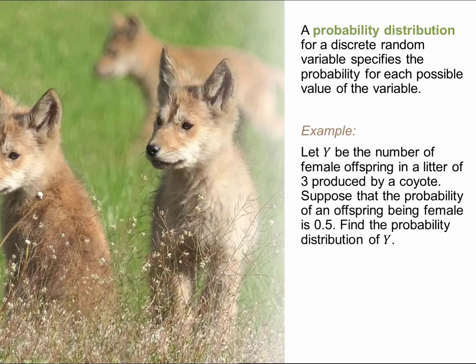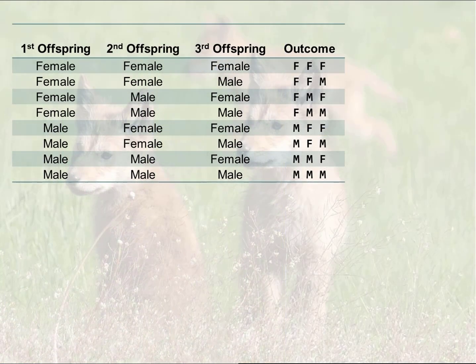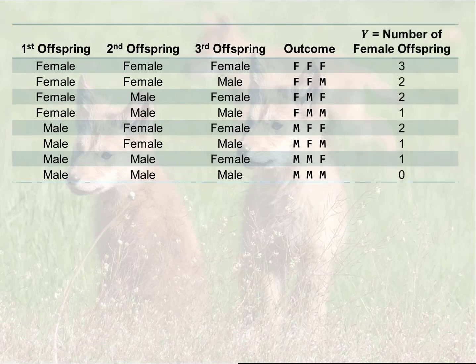Let y be the number of female offspring in a litter of 3 produced by a coyote. Suppose that the probability of an offspring being female is 0.5. We want to find the probability distribution of y. So here there are 8 equally likely outcomes. Let's list these possibilities out. Now we count up the number of female offspring for each outcome. We see that there are 4 possible values of the number of female offspring: 0, 1, 2, and 3.